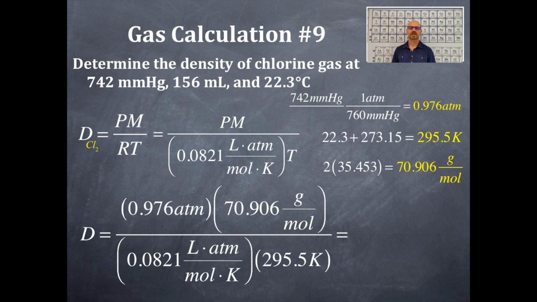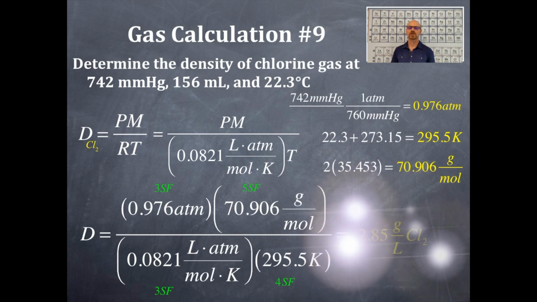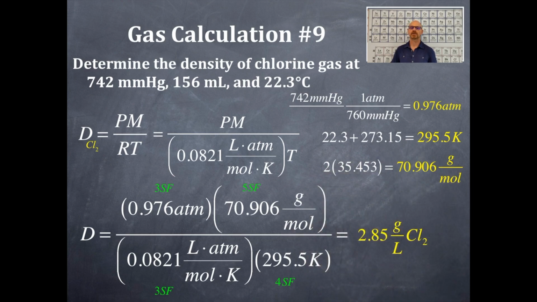Okay, we're going to look at the number of significant figures here. We got 3 as the fewest number of significant figures on this multiplication and division problem. So we're going to have number, units, and formula for our answer with 3 significant figures. And here we go, 2.85 grams per liter of Cl2. That's chlorine gas. All right, fantastic. Everybody got that? I hope you did.